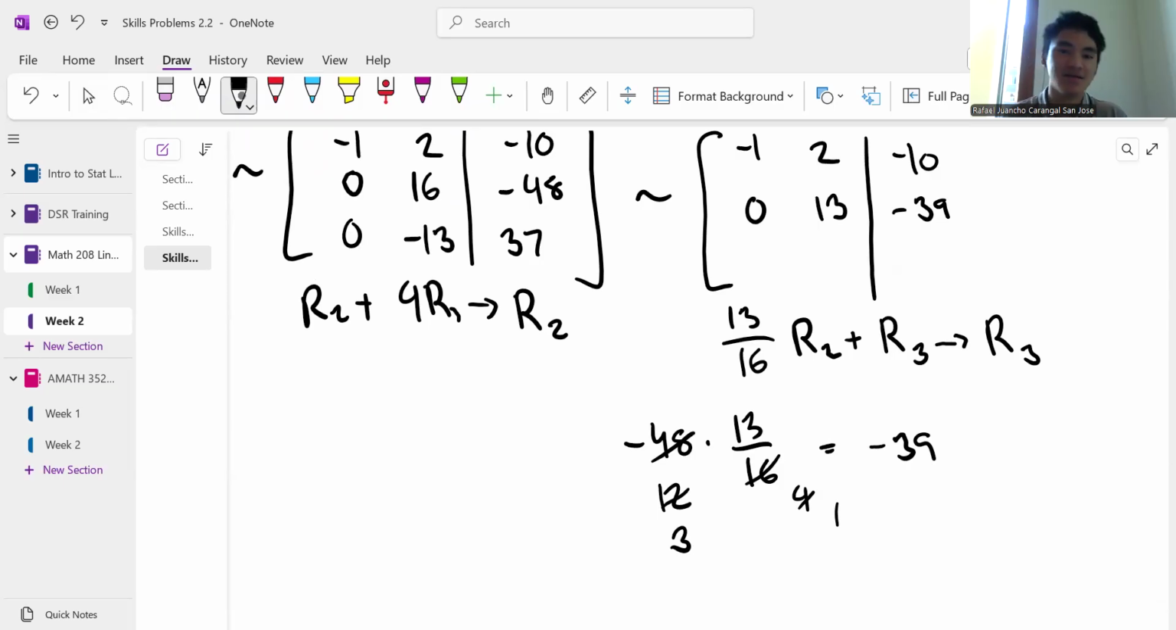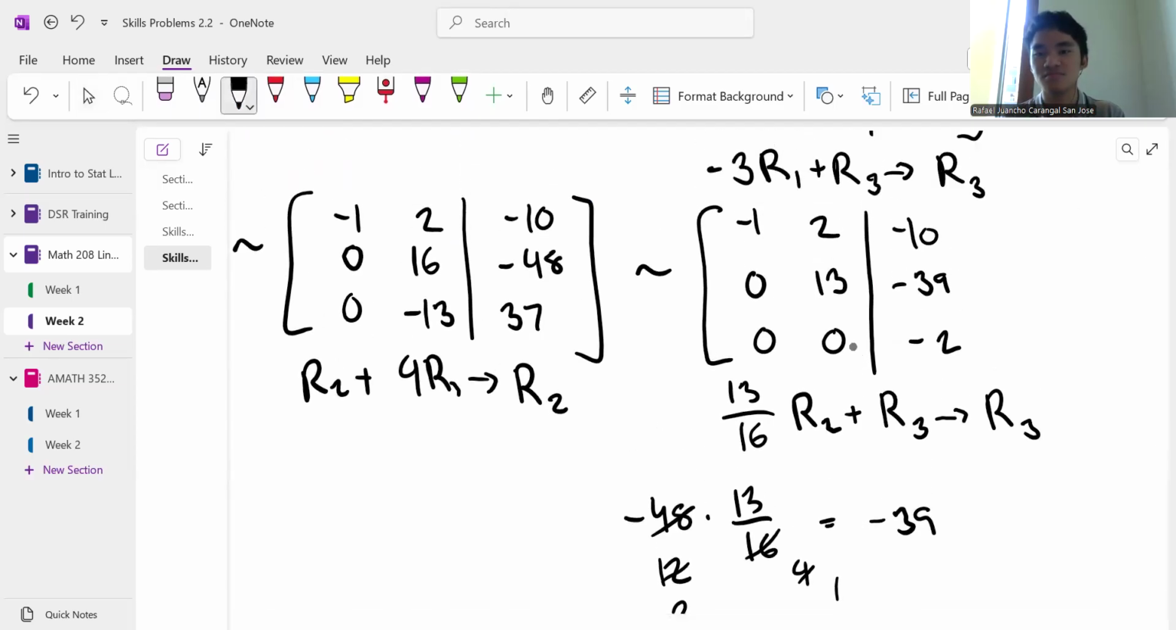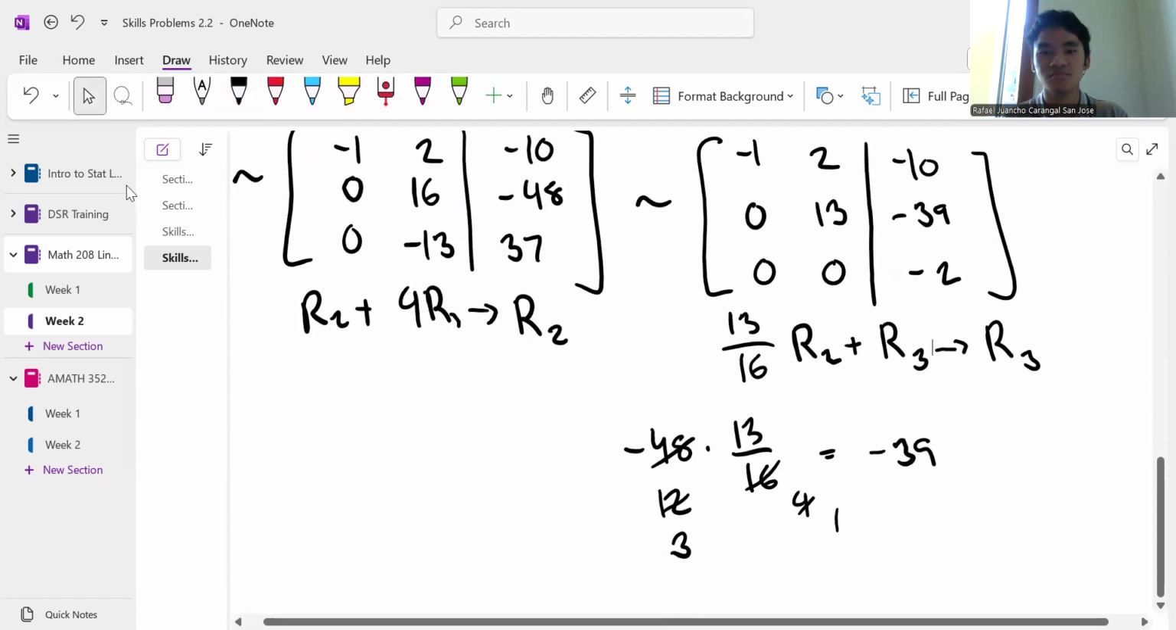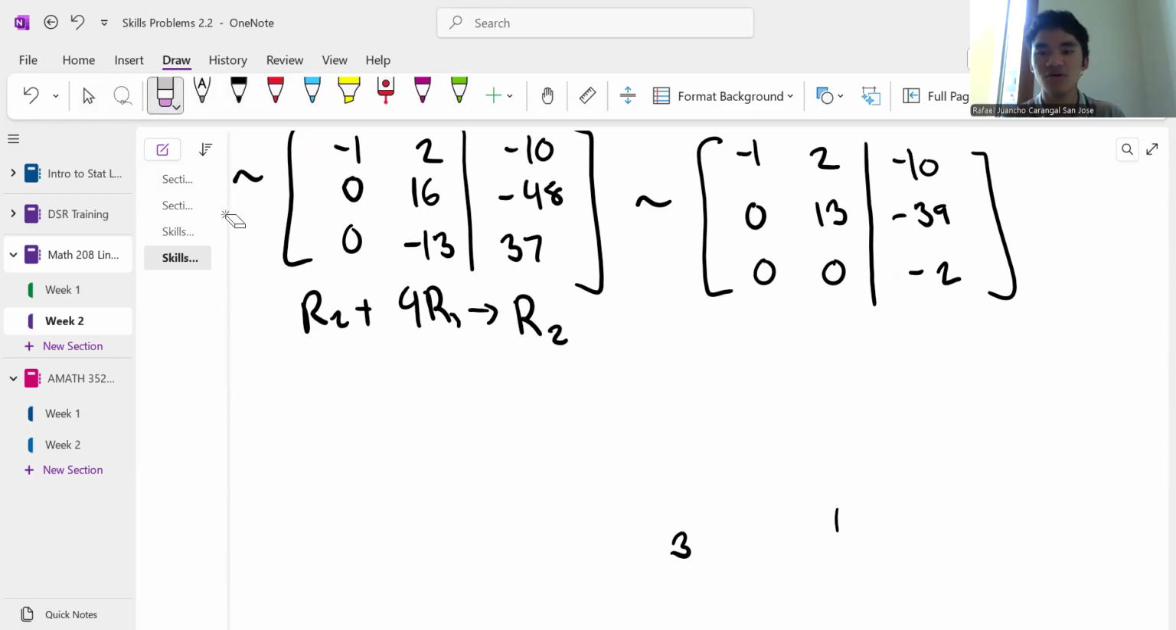And then here is where the magic happens. 0 plus 0, 0. 13 plus negative 13, 0. Negative 39 plus 37 is negative 2. And the good thing is we can scale this. Or we don't. Doesn't matter.